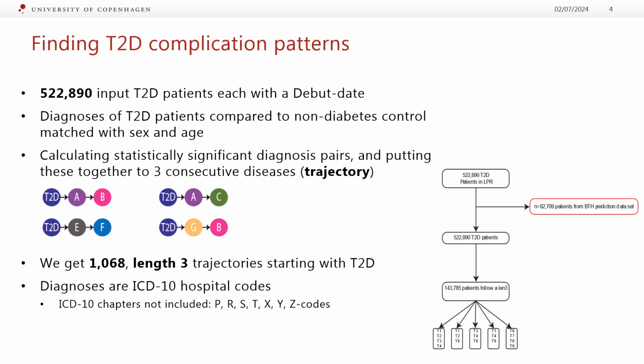A trajectory thereby is first starting with type 2 diabetes, then later on in time the patient gets another diagnosis, another complication, and then later on in time again a patient gets a third diagnosis. I only look at length 3 trajectories starting with type 2 diabetes, and I get around 1000 of these for my cohort.